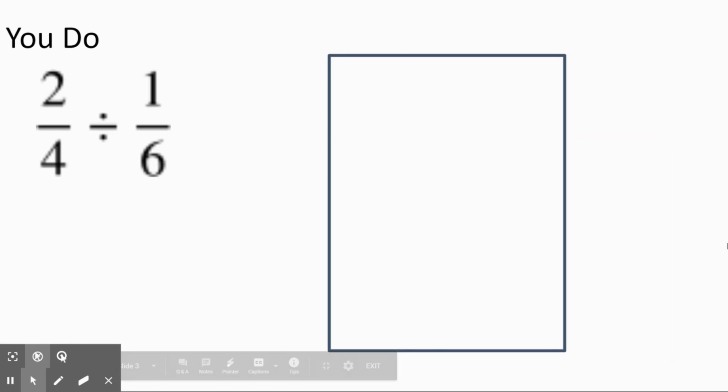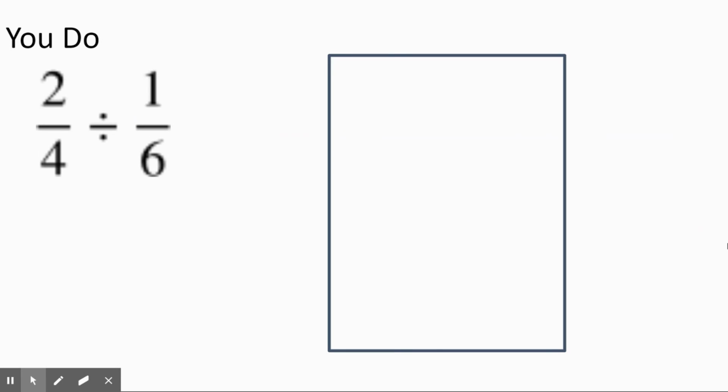Moving right along to the you-do, I want you to now try this division problem. Use your model. Don't use the KFC method for this. Use your model. See what your quotient is going to be. Your fraction here is 2/4 divided by 1/6. Think about how many columns do you need, how many rows do you need, what are you circling, what are you shading in. Ready, go.